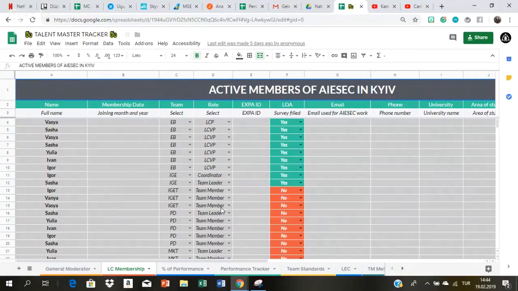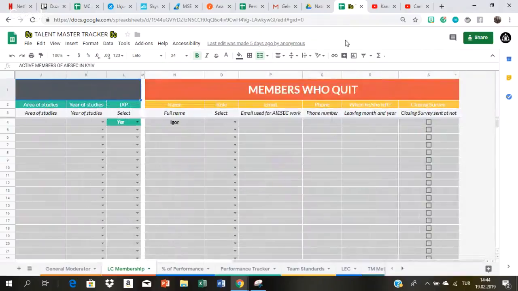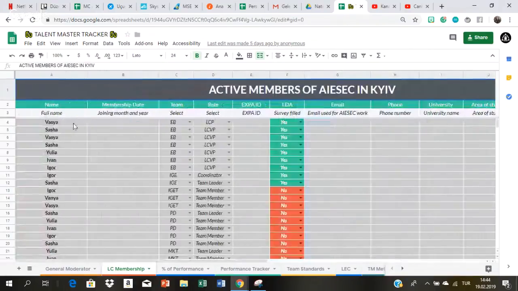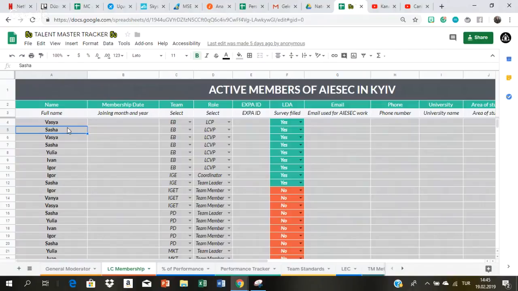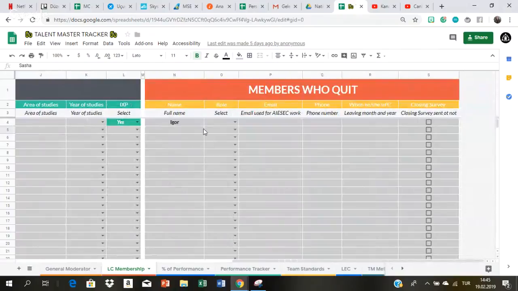So in order not to have a lot of sheets, here is what we did. Now you will see active members, for example, Isaac in Kiev, and then members who quit. You will write the names of your current members. Let's say we are in February and you can see how many members you had in January, because that was the last time you reported. Then let's say Sasha left the organization. You will take Sasha out of active members and put Sasha here.